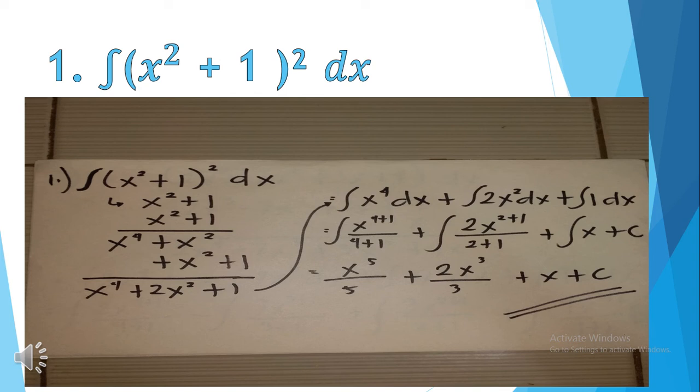And then we go to the integration method, which is the integral of x to the fourth dx plus the integral of 2x squared dx plus the integral of 1 dx. Then x to the power of 4 plus 1 over 4 plus 1 plus 2x to the power of 2 plus 1 over 2 plus 1 plus x plus c. And our final answer is x to the fifth over 5 plus 2x cubed over 3 plus x plus c, where c is an arbitrary constant.